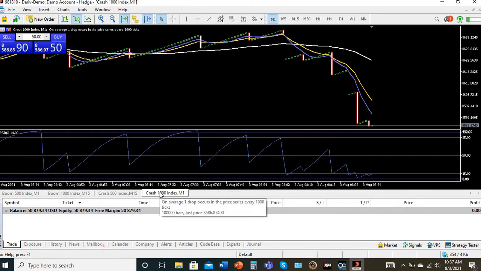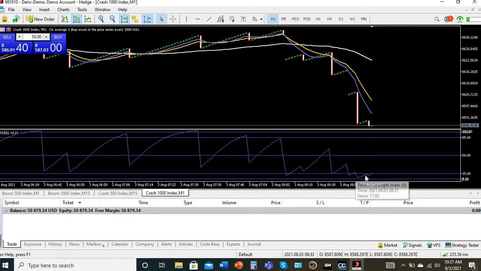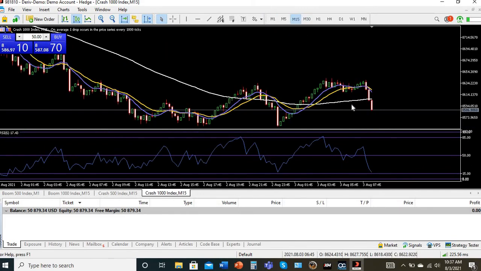Let's go to Crash 1000. Crash 1000, 1 minute says don't enter. There is no spike here because I am already down. The 15 minutes says, hey, you may enter at your own risk because spikes are usually happening when it hits the moving averages. So let me go back then to my notes.